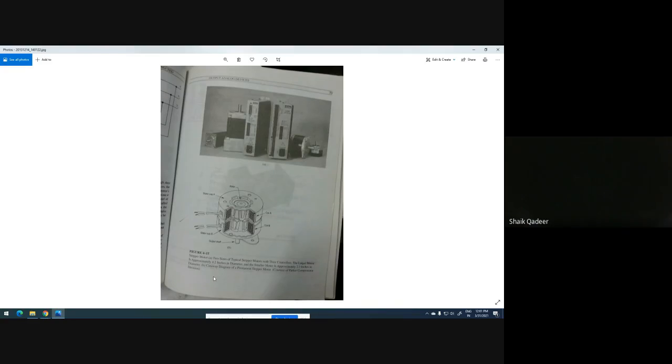Next, consider the examples of analog output devices. First one, as I told you, stepper motor. Second one, servo motor.